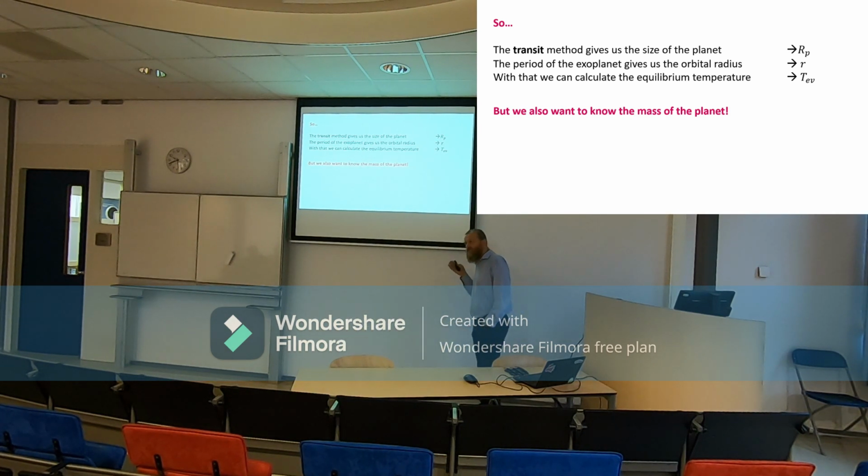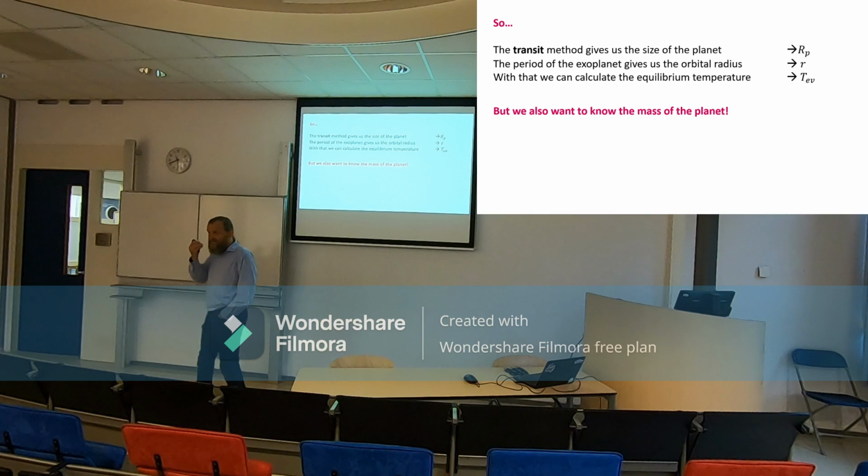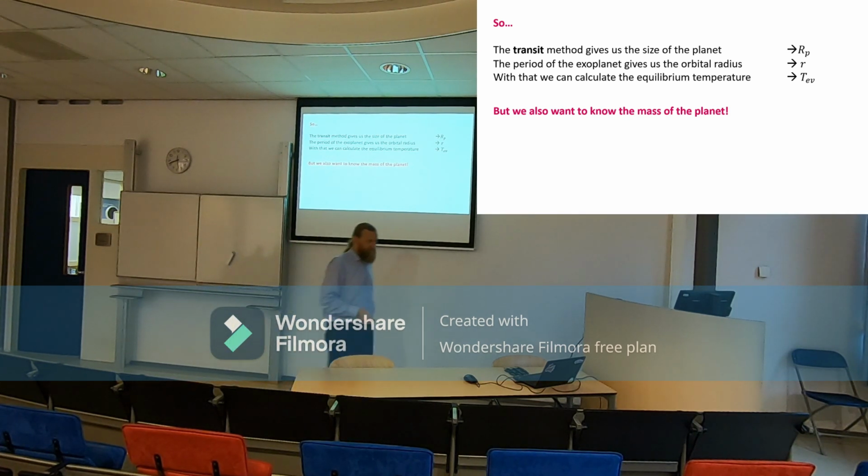We don't only want to know the size. We want to know what type of planet it is. Is it a gas giant? Is it an ice giant? Is it a rocky planet? So we need to know the mass, and then we can find the density. And well, that's stuff we can do.